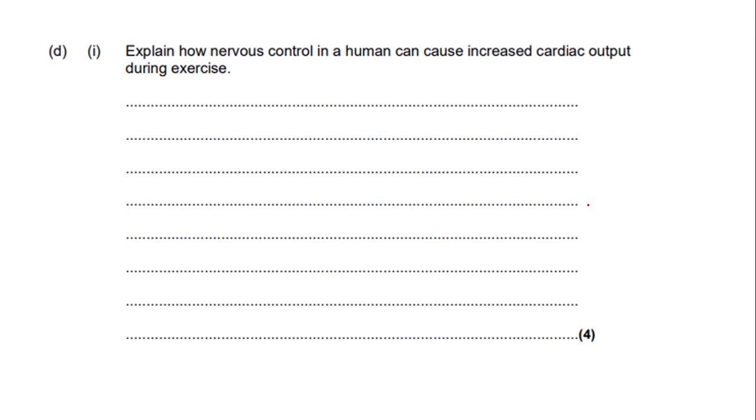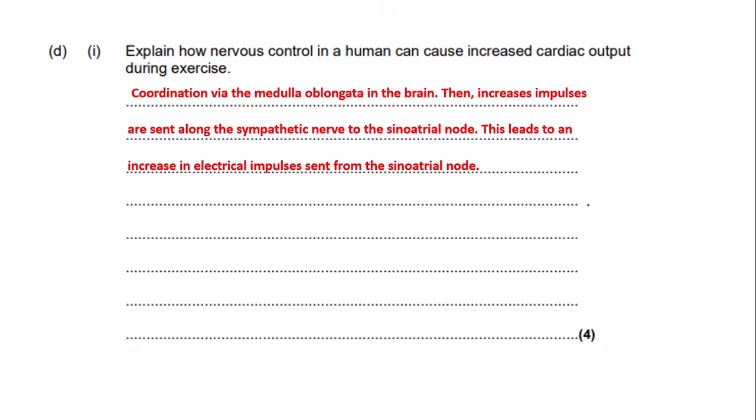So this is the next part of the question. Explain how nervous control in a human can cause increased cardiac output during exercise. As this is an explain question, you don't just put what occurs, you need to explain why something is occurring. So this is what I've written.